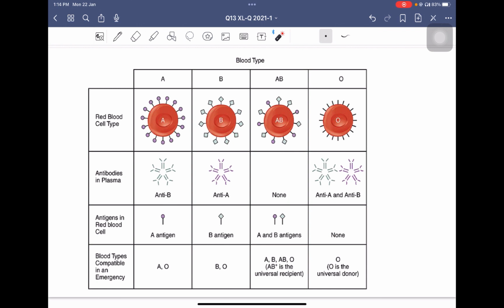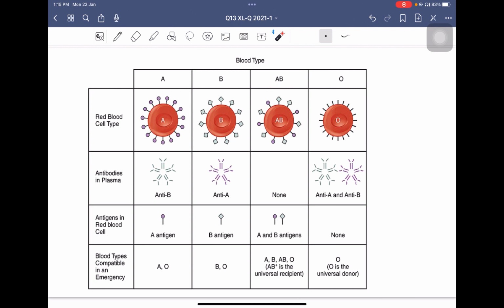And conversely, only anti-A antibodies will be present in the blood of B blood group. Because anti-B antibodies can recognize these surface antigens and they can destroy the RBCs, which is going to be deleterious for the person. So therefore, anti-A antibodies will be only present in the B blood group.